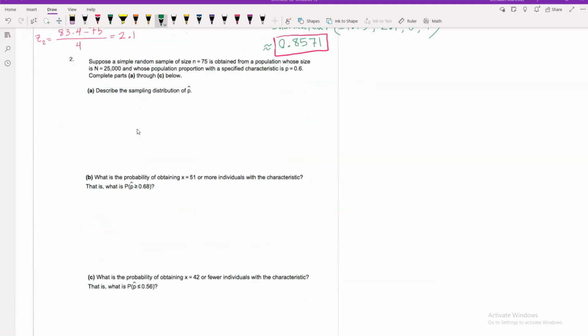A simple random sample of size n equal to 75 is obtained from a population whose size is 25,000 and whose population proportion with a specified characteristic is p equal to 0.6. We have to complete parts A through C. Part A describes the sampling distribution of p hat. So we have to see if this is normal. We have to find the mean of the sample proportion and the standard deviation of the sample proportion.